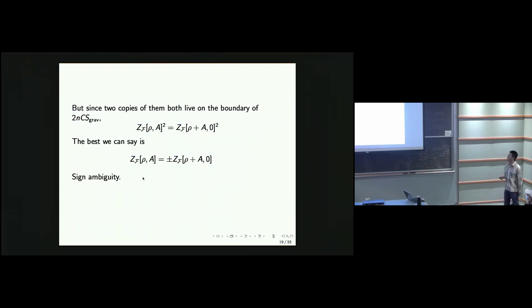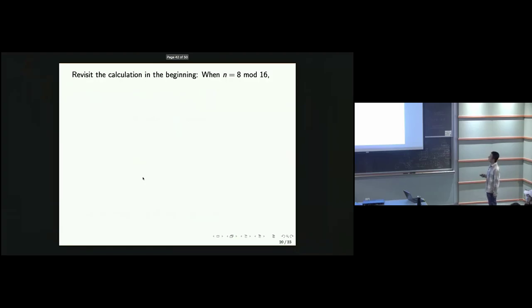Now, here we have an equality for the square of the partition function, but if you take the square root, then there must be an ambiguity, and the ambiguity must be a sign. So this is the best we can say: that we can relate these two partition functions, but they are equivalent only up to a sign ambiguity. Okay. So now let's revisit the calculation we did in the beginning.